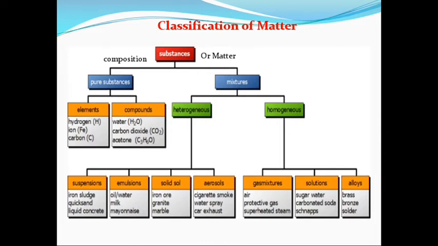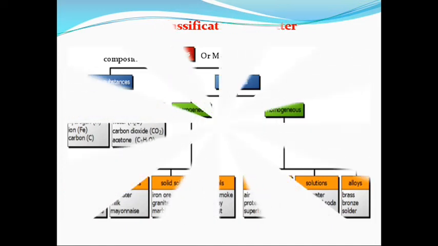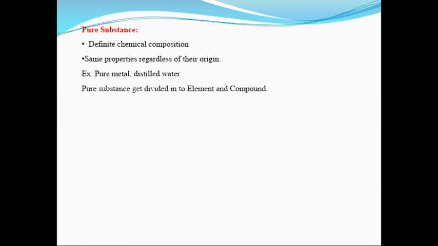Okay, pure substance, mixture, element, compound, homogeneous and heterogeneous, that is the basic distinction. So next, what is a pure substance, that we try to see. The pure substance has a definite chemical composition.